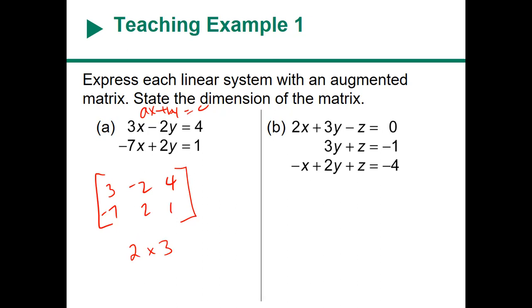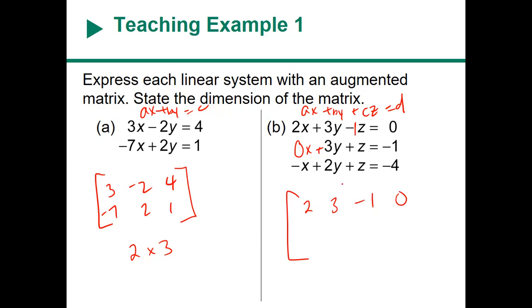Next, here we have an example of a 3-variable system. A 3-variable system means that you're in the form of ax plus by plus cz equals d. Notice that we're missing a variable. When you are missing a variable, you're going to put a 0 in its place. We're missing x here, so this is going to be 0x. Every variable has to be represented when you're creating the matrix. Constants will automatically be there.